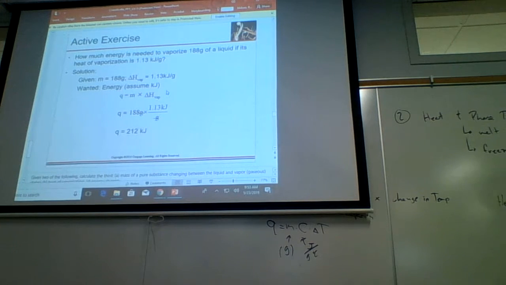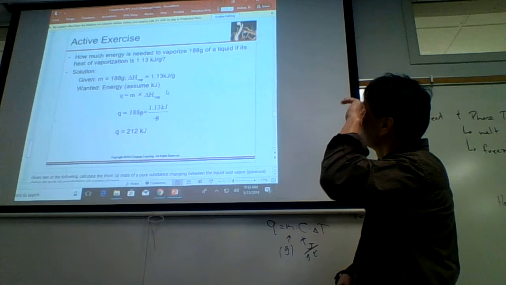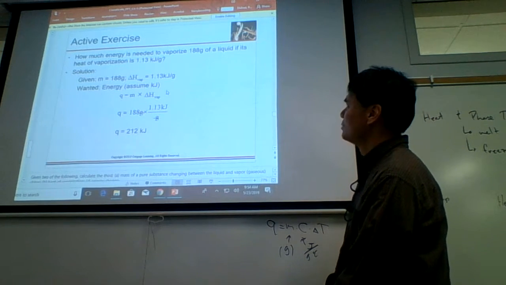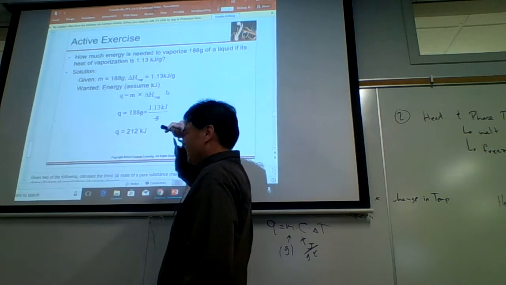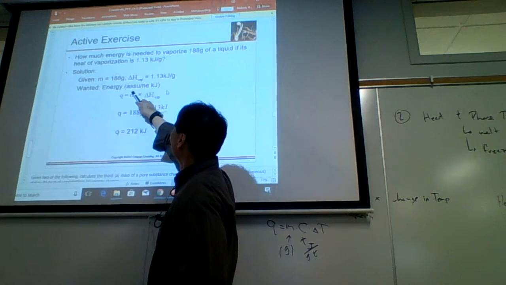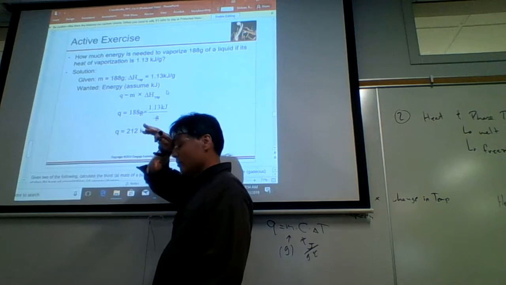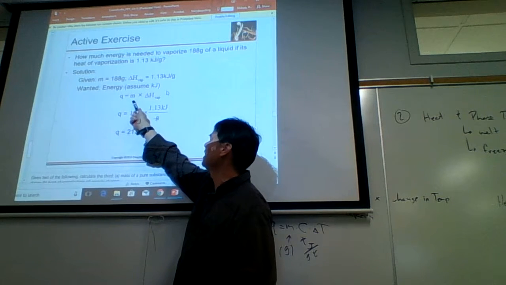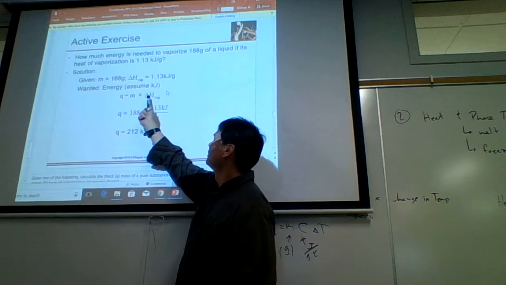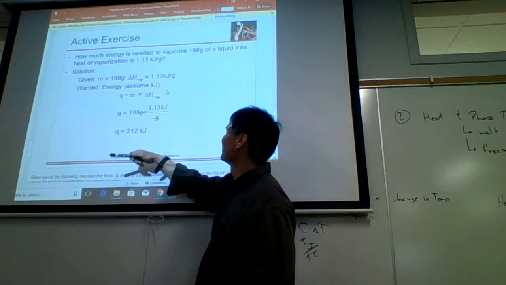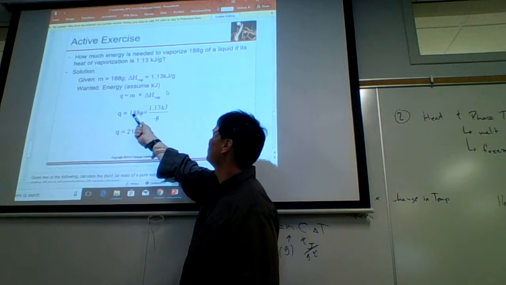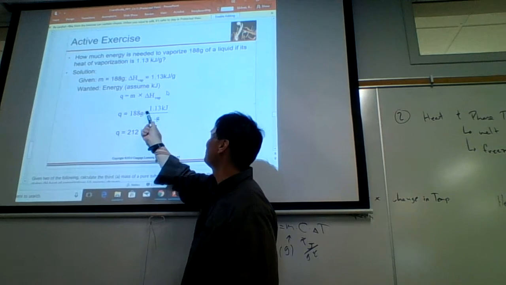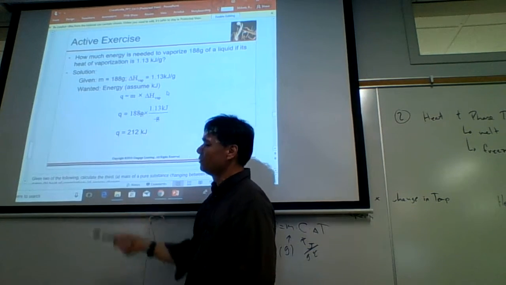How much energy is needed to vaporize 188 grams of a liquid if its heat of vaporization is 1.13 kilojoules per gram? So what we're doing is we're vaporizing, and that means there's a phase change. So the equation we use is Q is equal to amount M times delta H. We're going to use delta H of vaporization because we're vaporizing it or boiling it. And so it's the amount, 188 grams, times delta H of vaporization, 1.13 kilojoules per gram. The grams cancel, and we're left with 212 kilojoules.